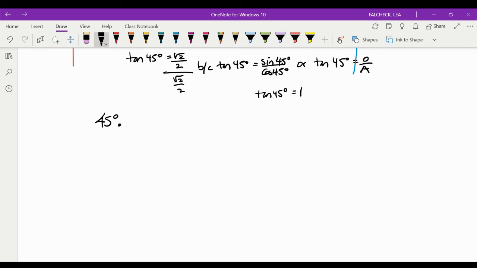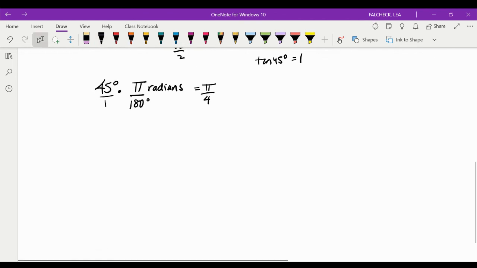I'm going to multiply it by a very smart version of 1. What do I mean by a smart version of 1? Well, we know that pi is 180 degrees, and 180 degrees is 180 degrees. So pi divided by 180 degrees would give me 1. I can multiply anything by iterations of 1. That's the idea behind rationalizing denominators, all sorts of stuff. So if I do the math across here, I would get pi over 4. So we have converted 45 degrees into pi over 4 radians.